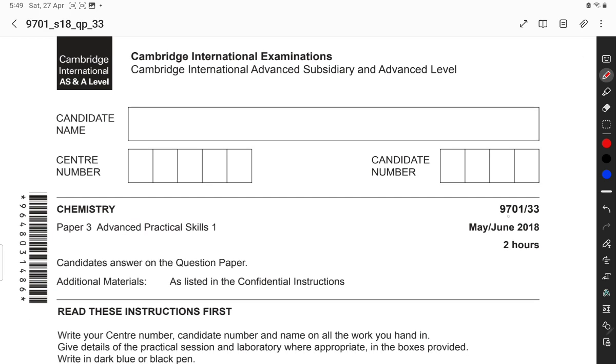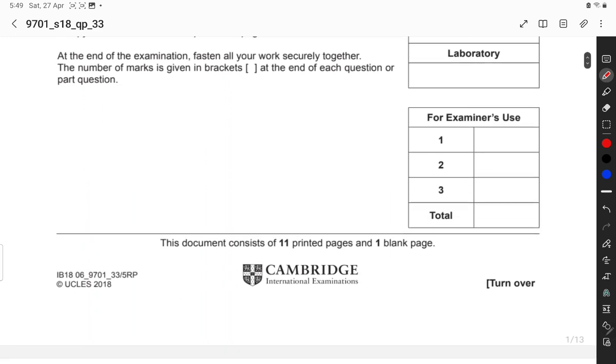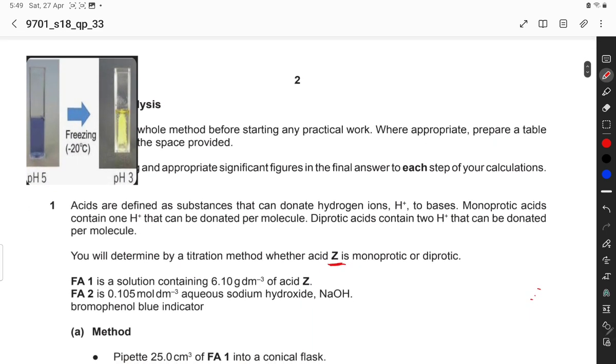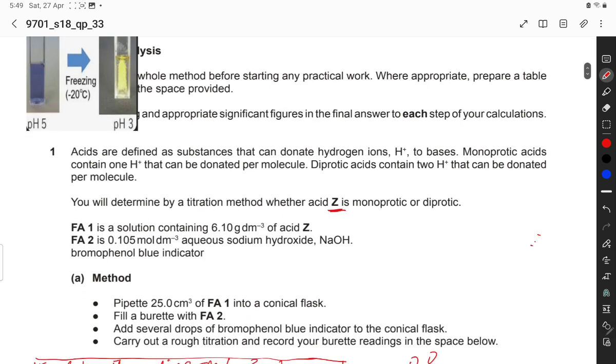Today I will solve 970133 variant paper, May June 2018. Let's start. First question: acids are defined as substances that can donate hydrogen ions to bases. Monoprotic acids contain one hydrogen ion that can be donated per molecule. Diprotic acids contain two hydrogen ions that can be donated per molecule. And you will determine by titration method whether Z is monoprotic or diprotic.